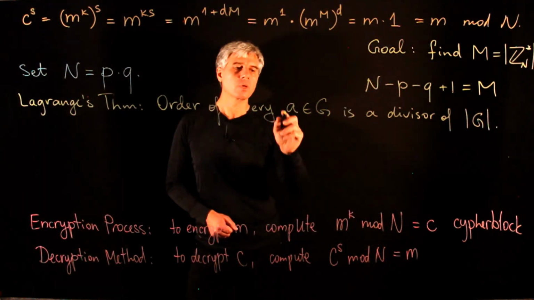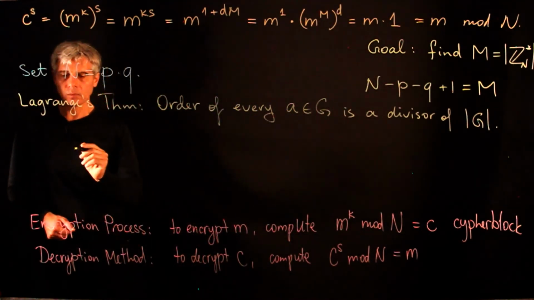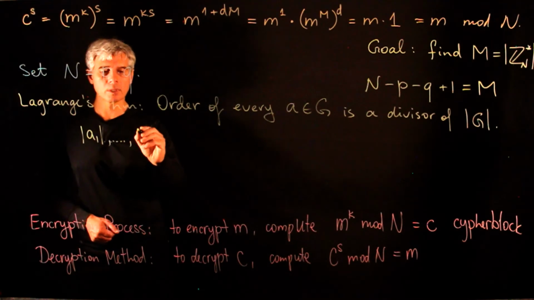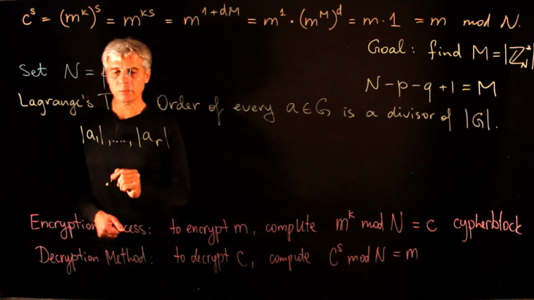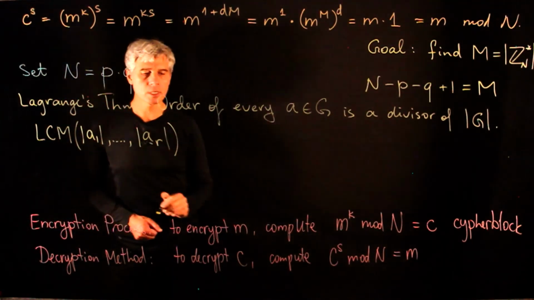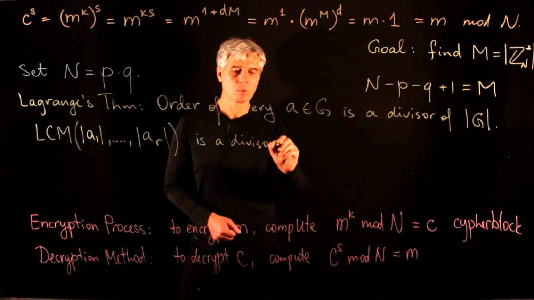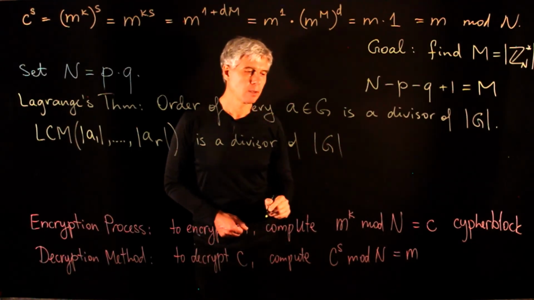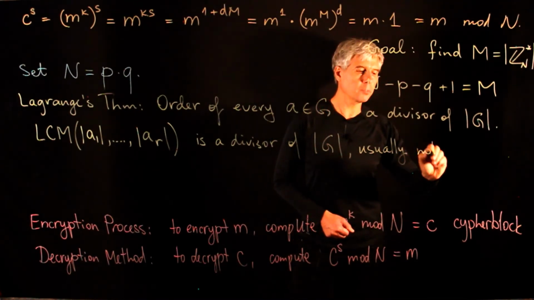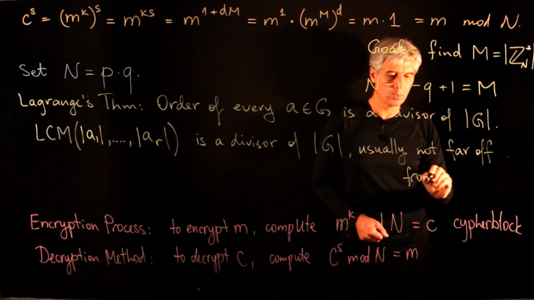And suppose we are able to determine orders of elements in this group. Then we take several elements, say A1 up to AR, and we find their orders. And then we take the least common multiple of these orders. So then this will be a divisor of the order of G again. But usually this will be not far off from the order of G.